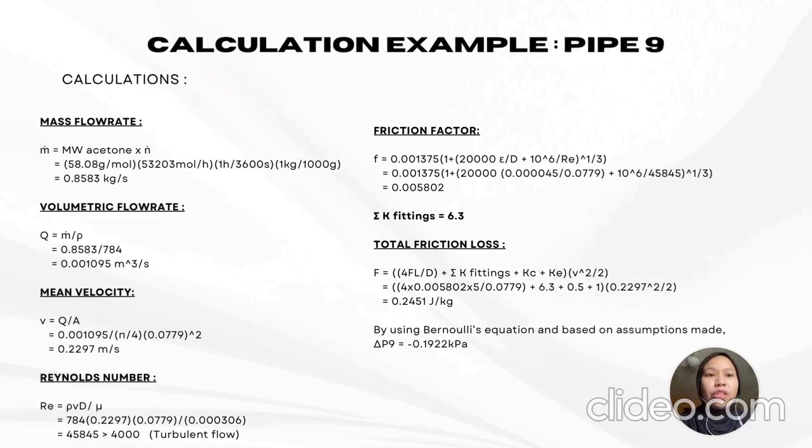To quantify pressure losses, we use the Colebrook-White equation to calculate the friction factor, which is 0.005802. Additionally, we accounted for fittings and entrance or exit losses, summing up to total friction loss of 0.2451 joule per kilogram. By applying Bernoulli equation, the final pressure drop across pipe 9 is negative 0.1922 kilopascal. This result helps determine the required pump power and pipeline efficiency.